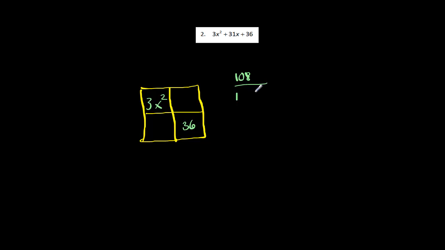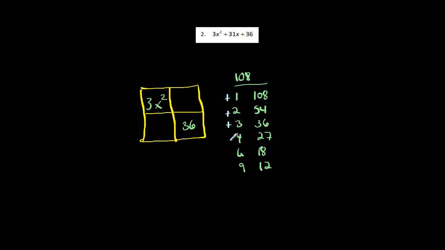You can write down all of your combinations. 2 and 54, 3 and 36, 4 and 27, 6 and 18, 9 and 12. The middle term is made up of x's, so we'll just figure out the combination first and we'll make sure that we put x's. Let's read the signs. Both are going to be the same sign. They're both going to be positive.